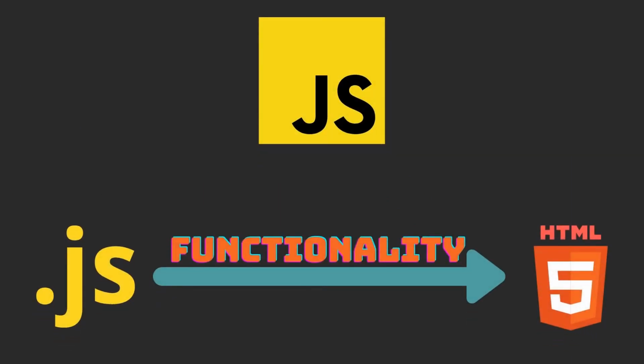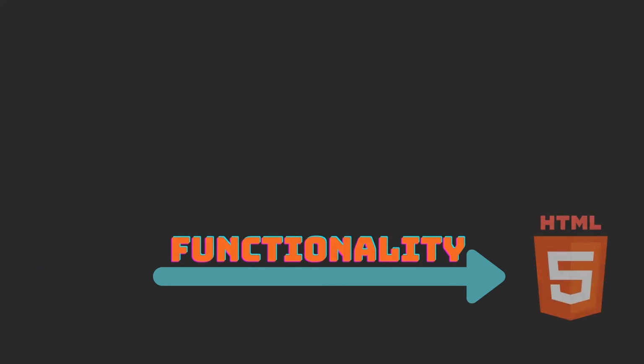JavaScript is where you provide functionality to your HTML. You can define what should happen if a button is pressed. You can run calculations, make games, and even work with AI. If CSS was the creative part, then JavaScript.